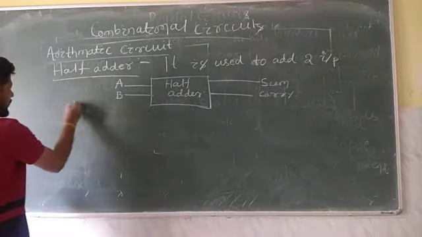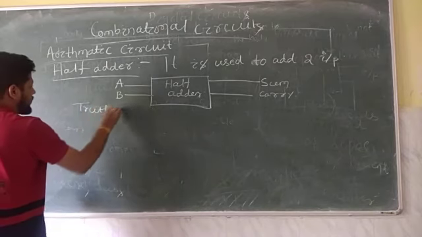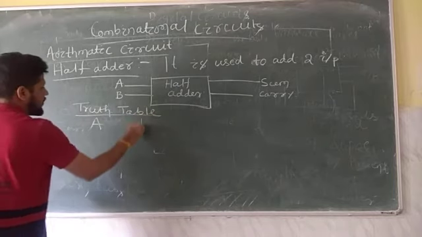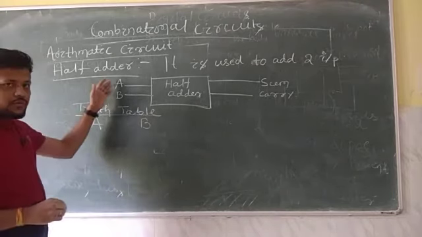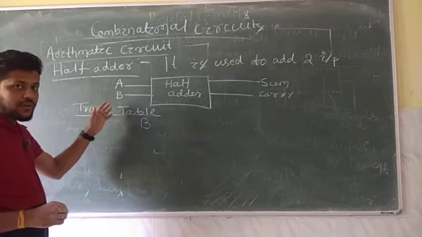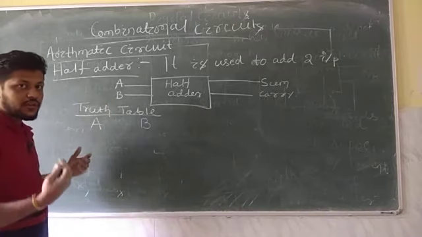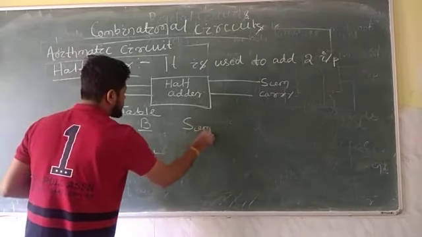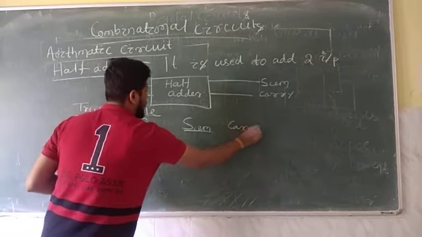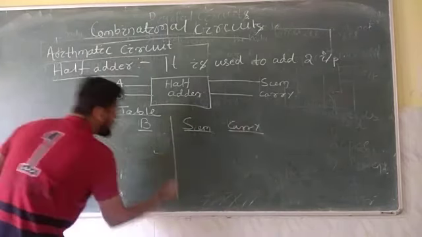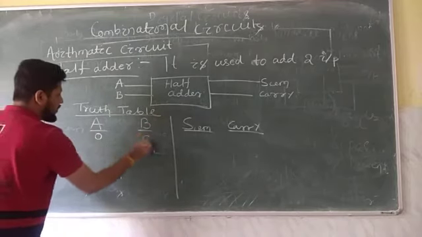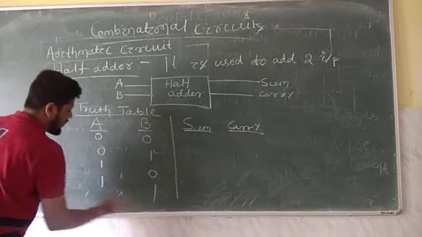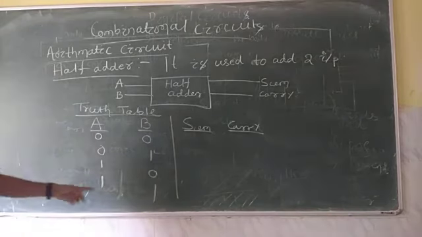Next is the truth table. How are we going to design it? With two inputs, how many combinations are there? 2 to the power 2, that is 4 possible combinations. The inputs are A and B, and the outputs are sum and carry. The input combinations are 00, 01, 10 and 11.